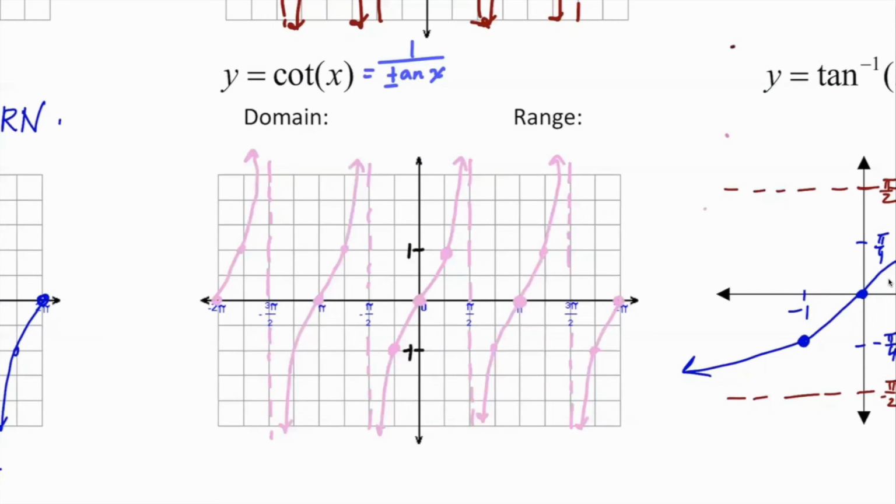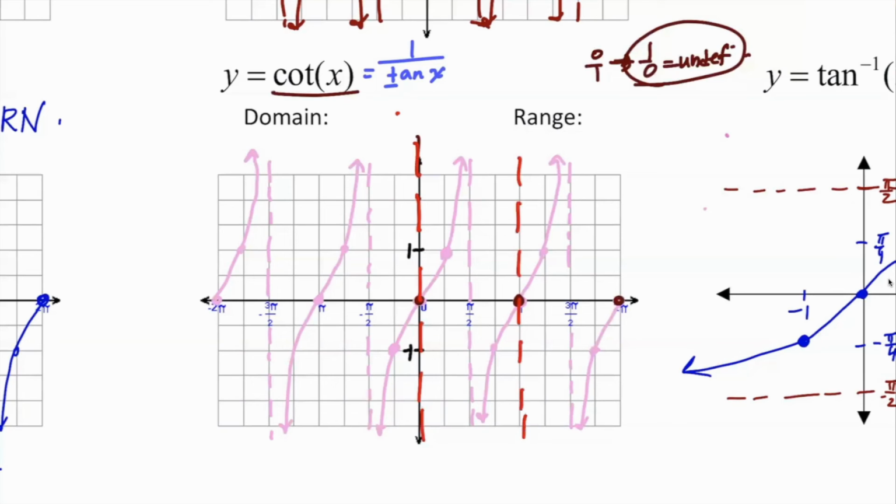Your asymptotes are going to come from the reciprocal of 0. Again, reciprocal of 0 is 1 over 0, which is undefined. So tangent's asymptotes were at pi over 2 and it had zeros at 0, pi. Now all those zeros will become the asymptotes for cotangent. We'll choose a brighter color. Cotangent's asymptotes are at the reciprocal of 0.